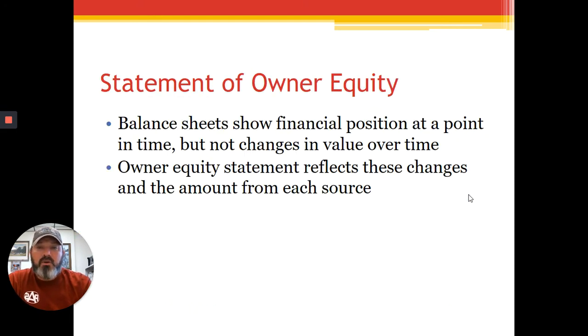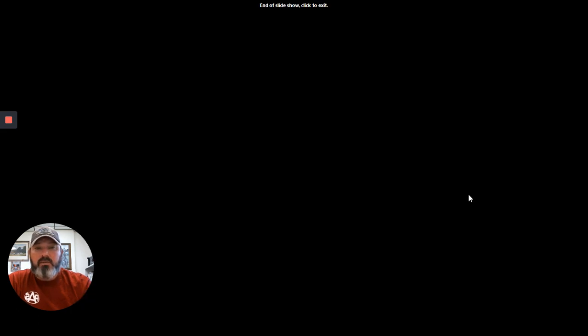So a statement of owner equity, then. That balance sheet shows your financial position at a point in time, but not really changes over time. Those you would have to put multiple balance sheets together and probably build yourself an Excel spreadsheet to show yourself a trend line. So owner equity statements reflect these changes and the amount from each source. That's going to wrap up segment 2 here of our video.